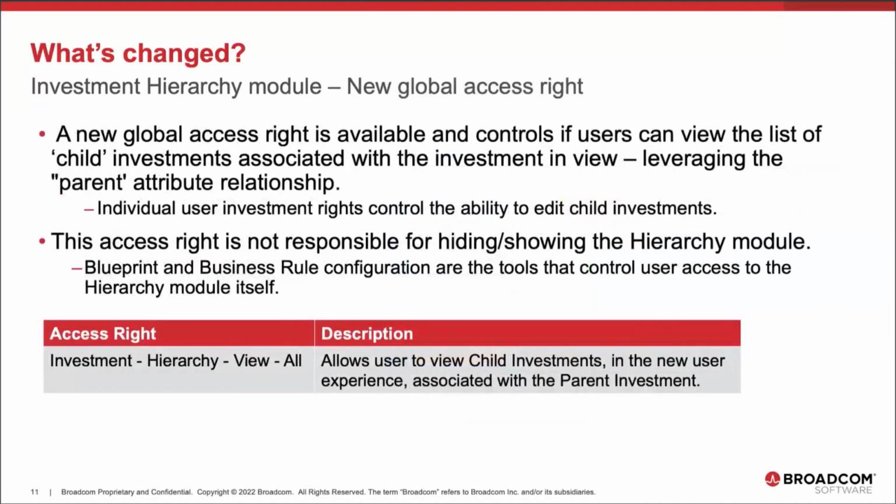So speaking of new access rights, there is one to support the hierarchy module, and it controls if users can view the list of child investments associated with the investment in view that are leveraging that parent attribute relationship. The access right is not responsible for hiding or showing the hierarchy module. That's controlled by the blueprint and business rule configuration. Those are the tools that will control access to the module itself. So you can see here the name investment-hierarchy-view-all is the new access right. And there's a description that gives you a clue of what it's all about.